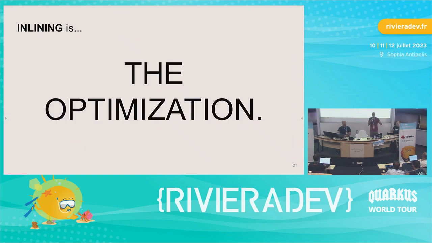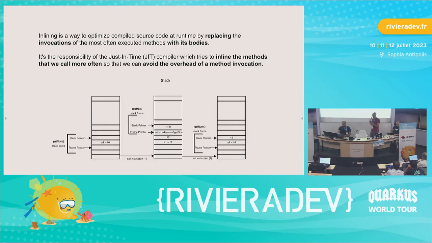So inlining, what it is. This is coming from Cliff Click, one of the architects of the OpenJDK. Inlining is the optimization, but what is it actually inlining? So without looking, it's just to make me appear cool. It's not important, the figure.